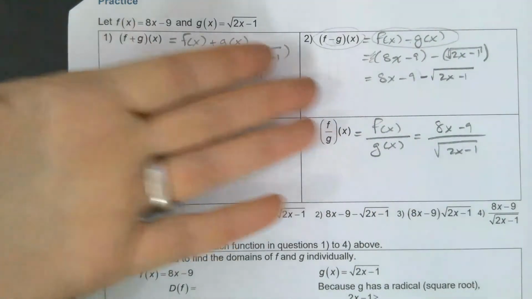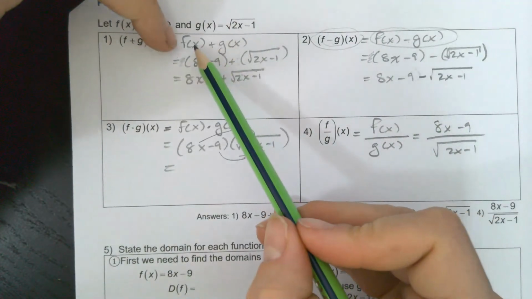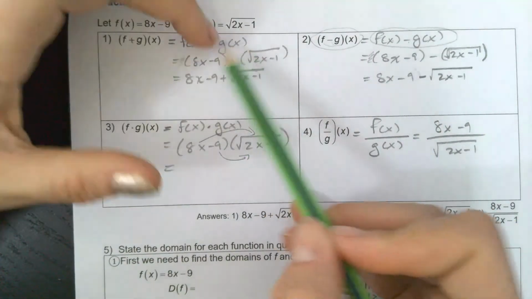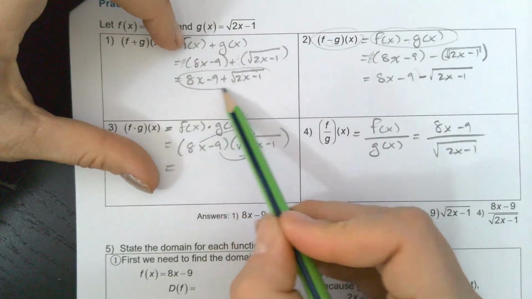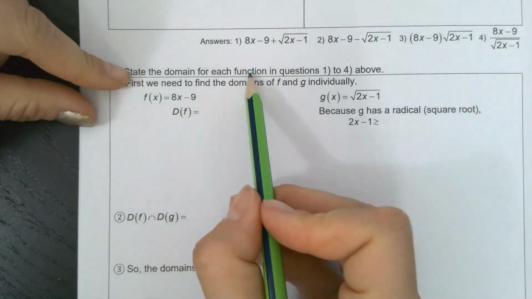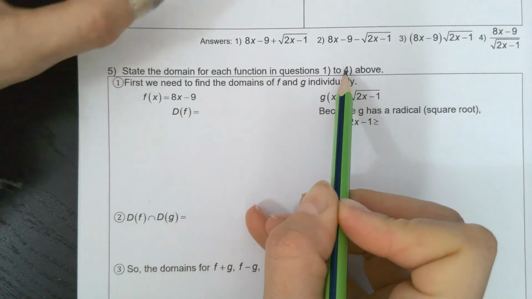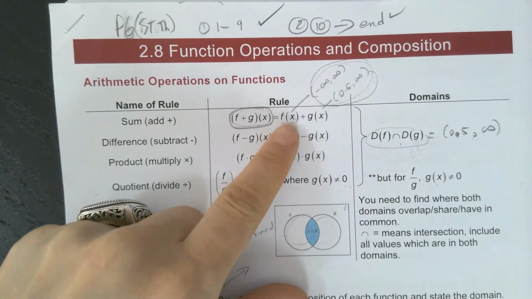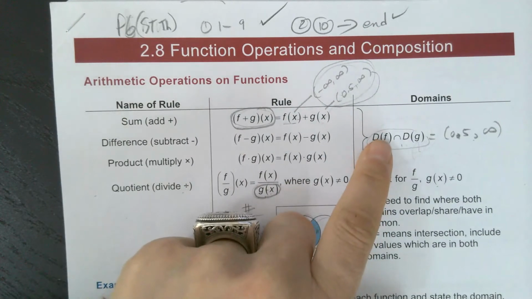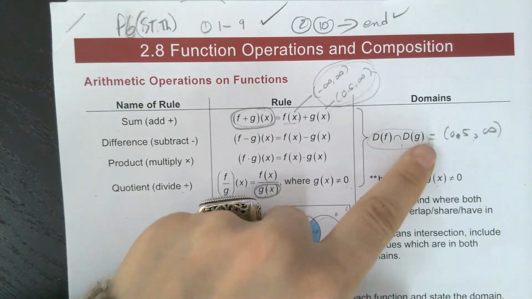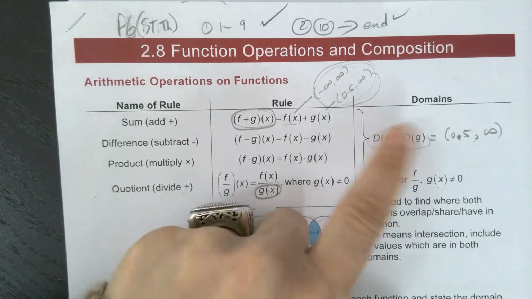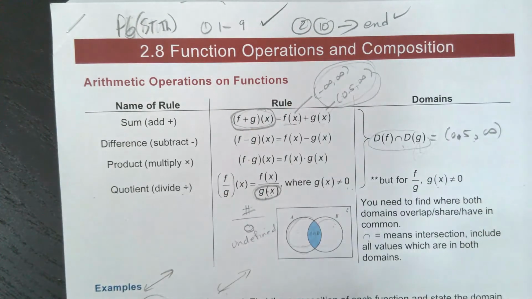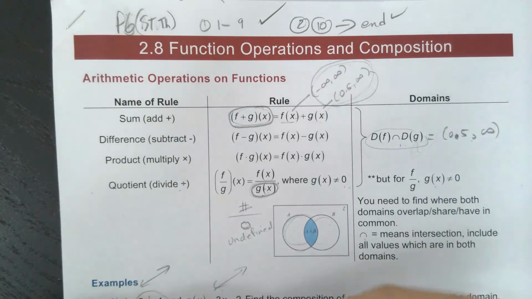So now that we found these new functions, I took the function f and I took the function g, I put them together with add, and I created this new bigger function. My next question says, state the domain for each function in question 1 to 4. So now I have to find the domain of all these functions. But if you remember, the rule is when I add, subtract, multiply, or divide, my domain is just the intersection between these two domains. So I have to find the domain of f, the domain of g, and then just sort of stick them together with intersection. It says what they have in common.